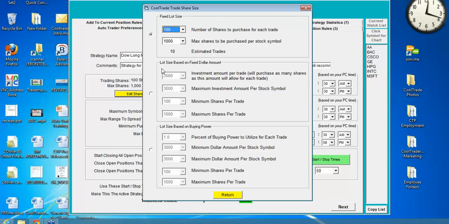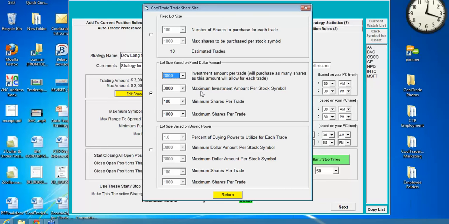Now the second box here, lot size based on fixed dollar amount. What this one allows you to do is give the robotic trader further definition and tell it, I don't want to spend more than $3,000 on a position, or you could say $1,000 or $2,000, whatever you're comfortable with. You could tell it not to spend more than a certain amount per position.